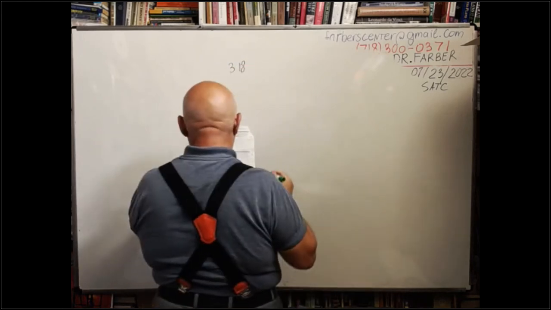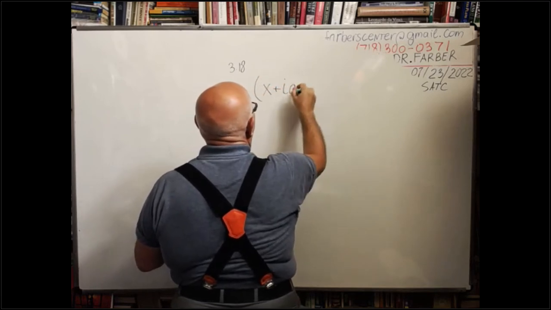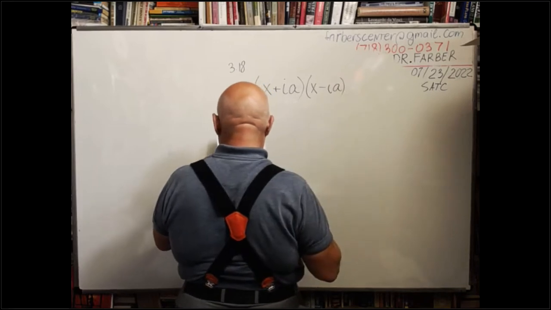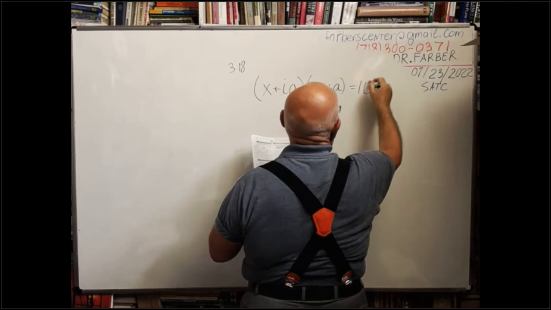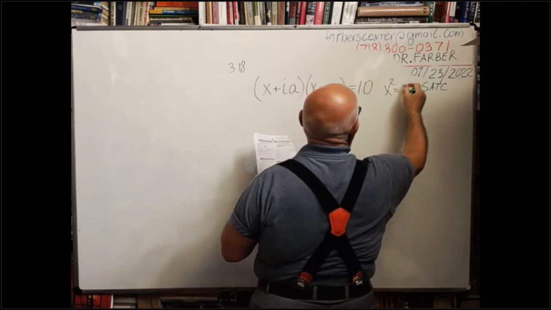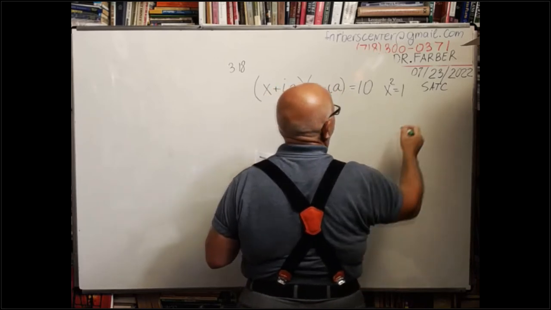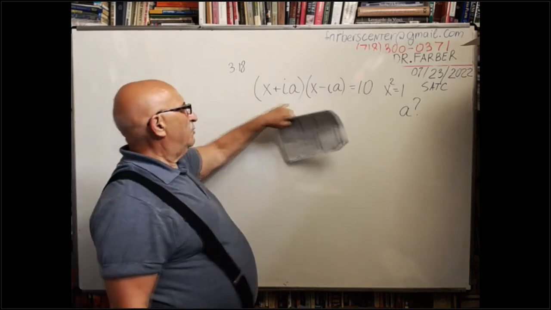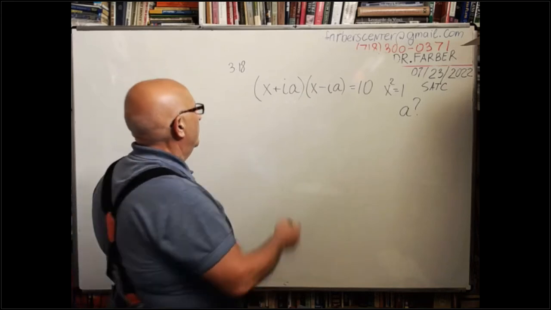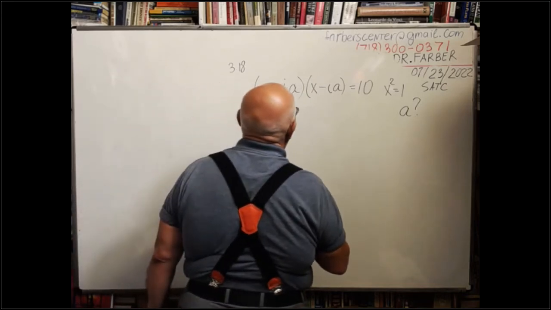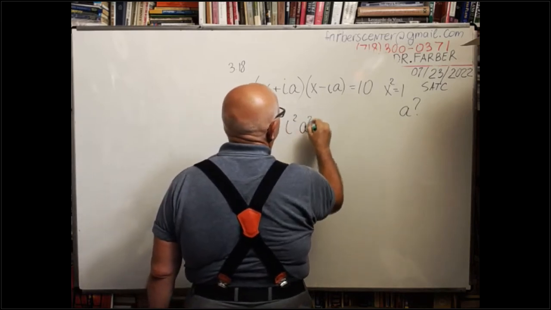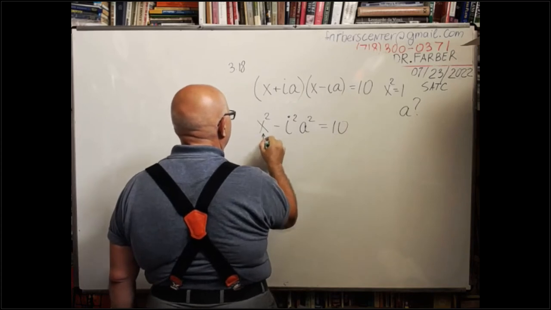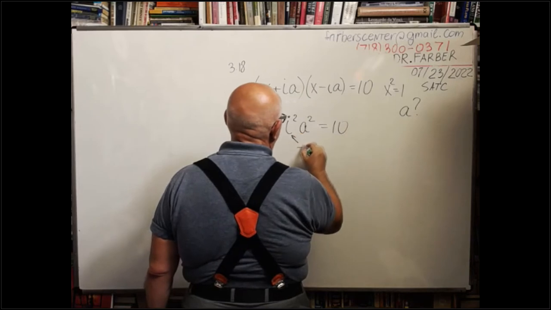In 3.18, we have (x plus ia) times (x minus ia) equals 10, and x to the second power equals 1. We have to find a. Well, use the bridge formula, (a plus b) times (a minus b). What is it? It's x to the second minus i squared a squared, and this equals 10. Keep in mind, x squared equals 1 and i squared equals negative 1.